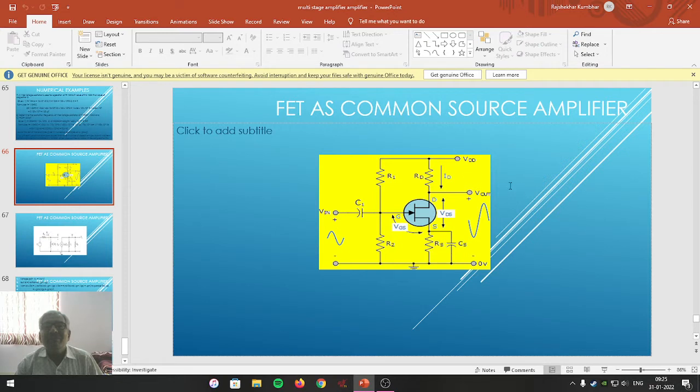In that particular lecture, we studied that when the source is made common for input as well as output, as it is represented in this amplifier circuitry, this is true provided you apply the input signal between gate and source and obtain the output between drain and source. Under this condition, the source is common for input as well as output. So that is the reason why it is called a common source.